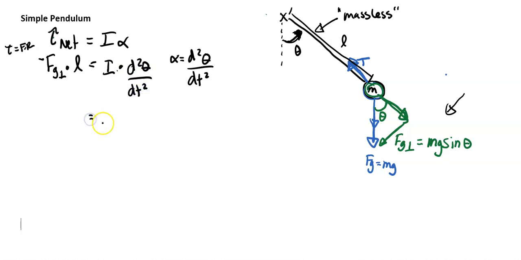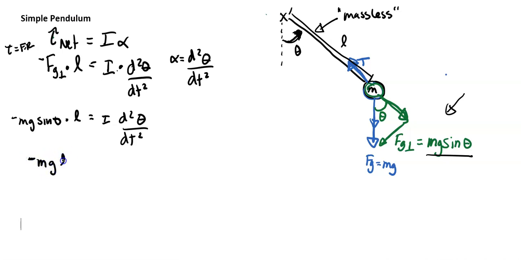Okay, let's go ahead and start plugging some things in. So F_G perpendicular is mg sine of theta. So this is negative mg sine of theta times L equals I d squared theta dt squared. Cool. Now I'm going to just rearrange this a little bit. It's mgL times sine of theta over I equals d squared theta dt squared.